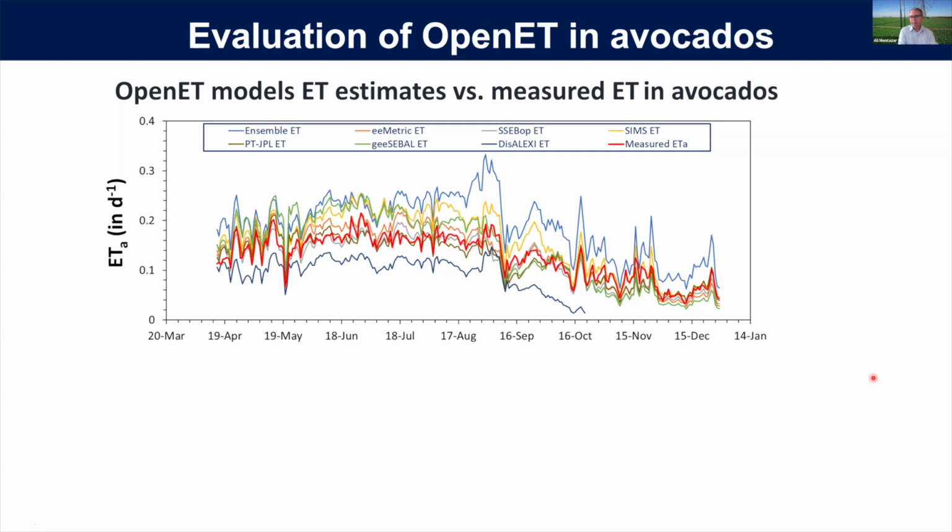So this is the graph I have for about 1 year. The red graph shows what we measure at this site, that avocado site. And the other color shows the data from the other models. So you see some differences. Sometimes those models overestimate ET compared to what we measured, and sometimes underestimate.